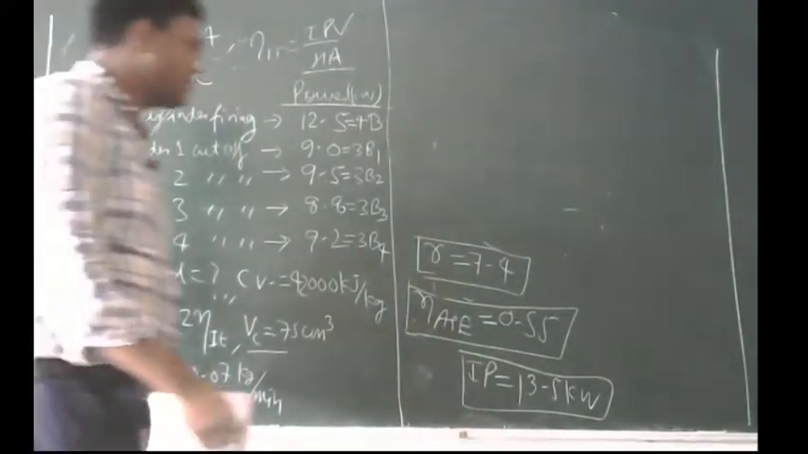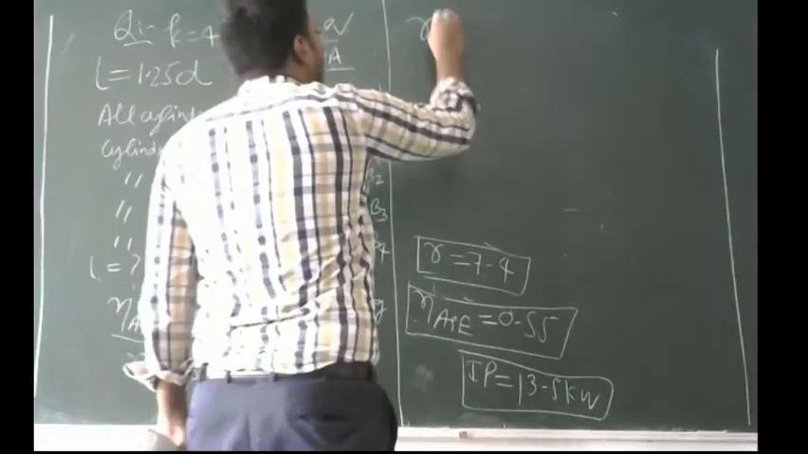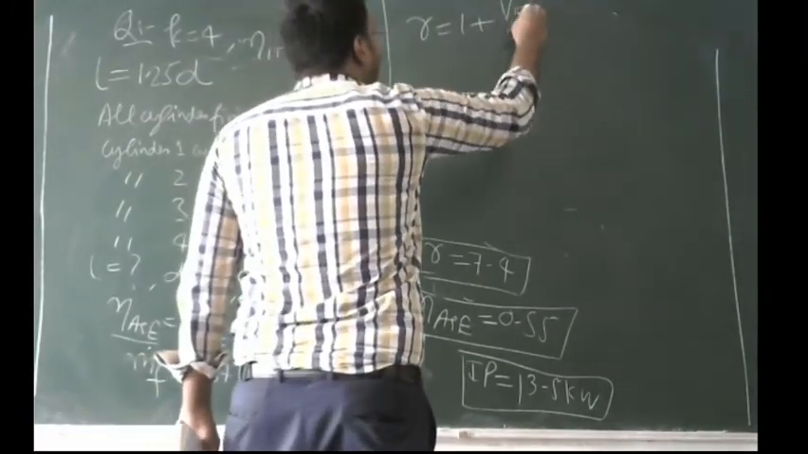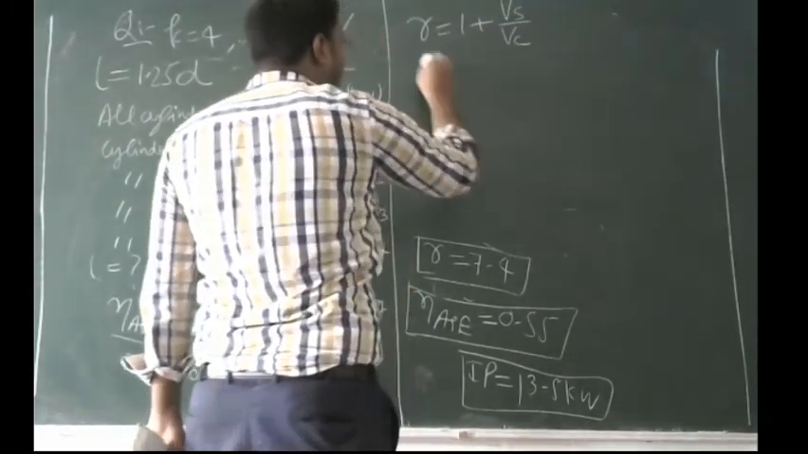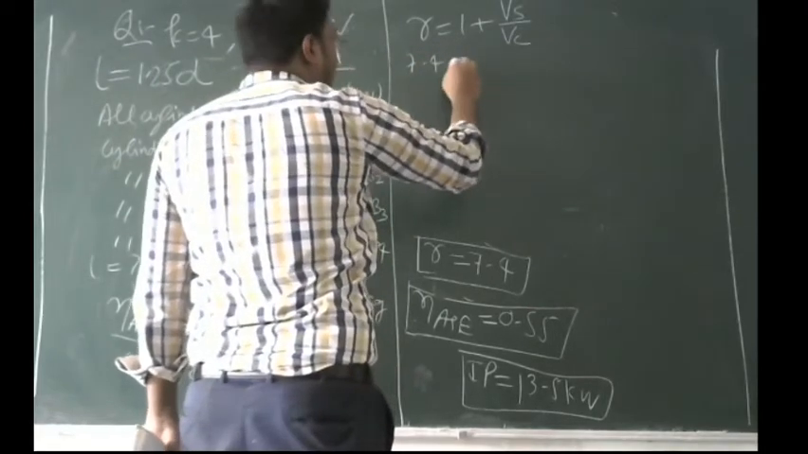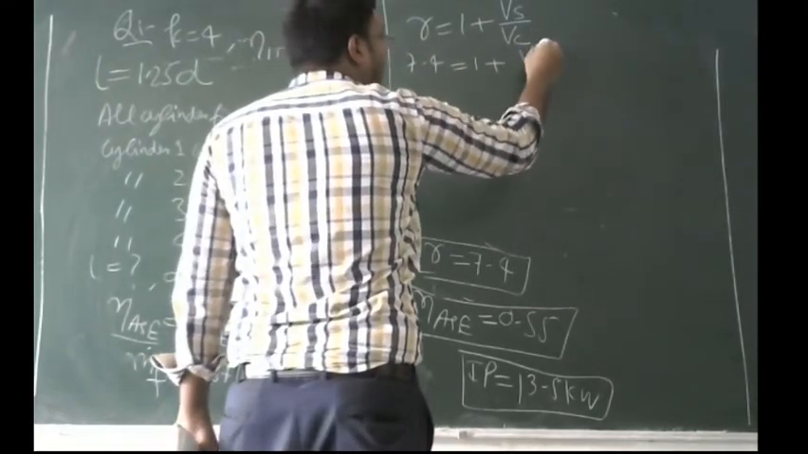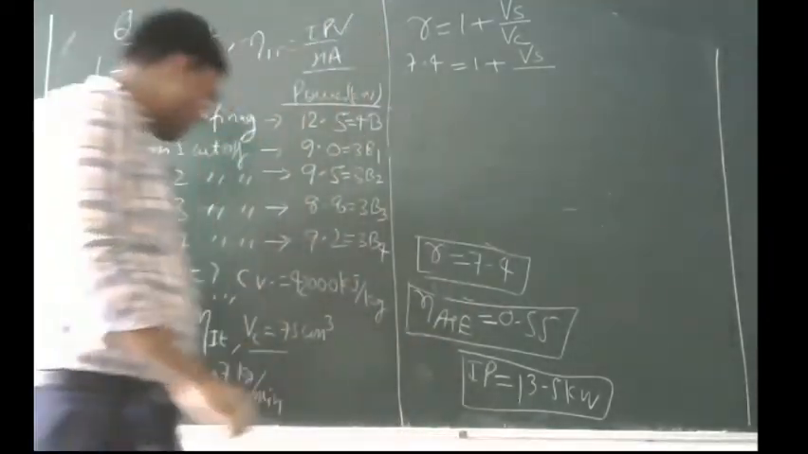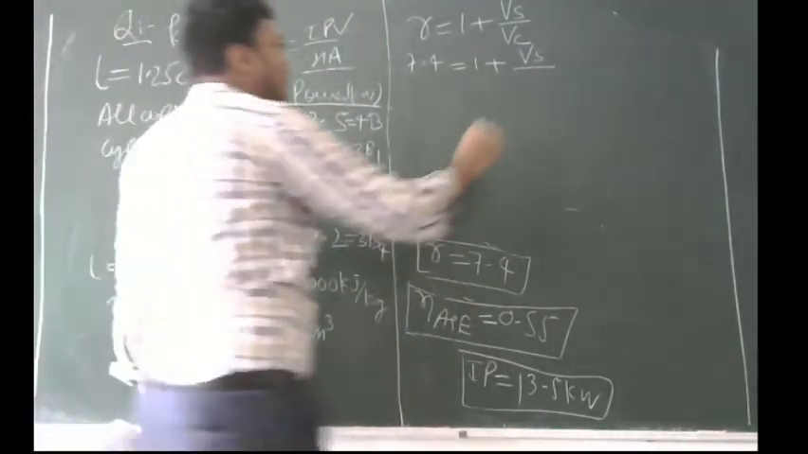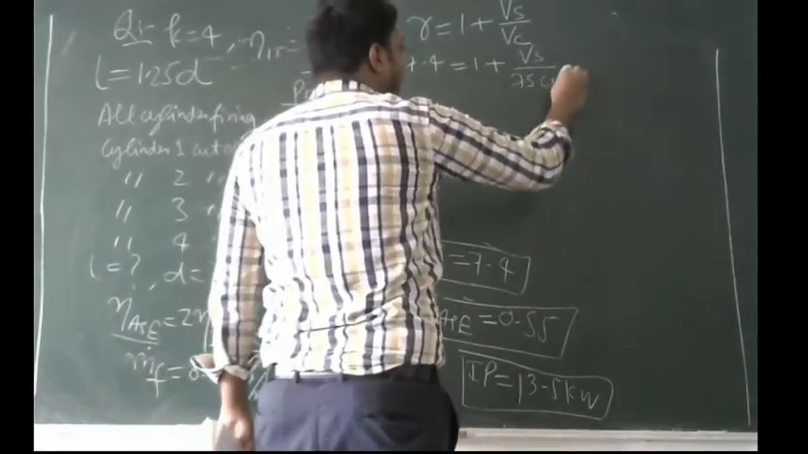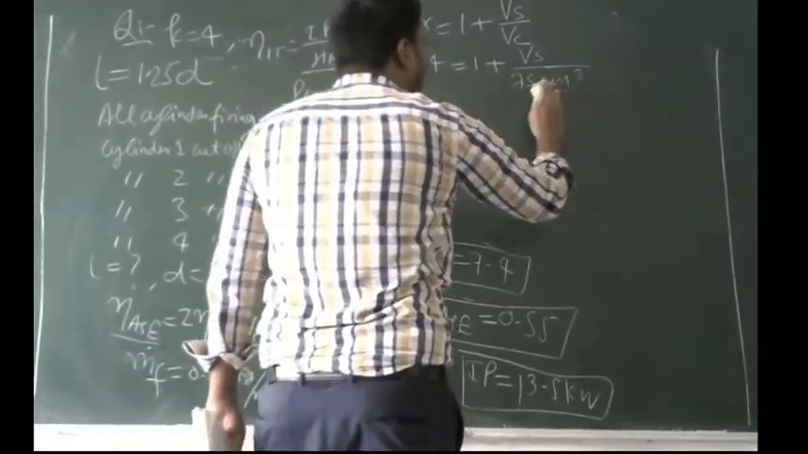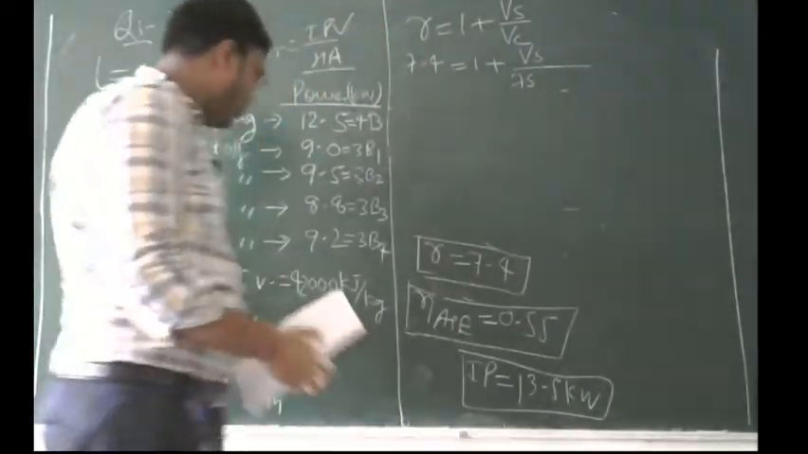So for the value of Vs, we know that R is equal to 1 plus Vs by Vc. R is equal to 7.4, equal to 1 plus Vs by Vc, and Vc is given in the question: Vc is equal to 75 centimeter cube. Do not convert this value.